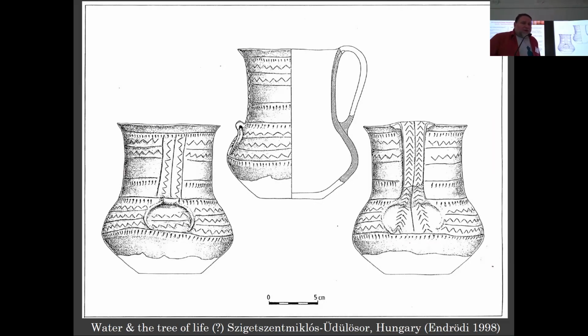We can see the water also on a ceremonial jug from Szigetszentmiklós in Hungary, and one of the recent interpretations is suggesting that these horns, which are attached to the handle, could actually be read in an inverted way. Let's say the bottom of the jug up, and then it would create some kind of tree of life.